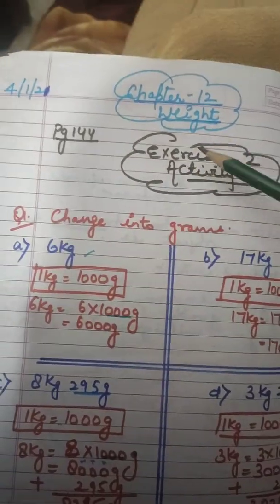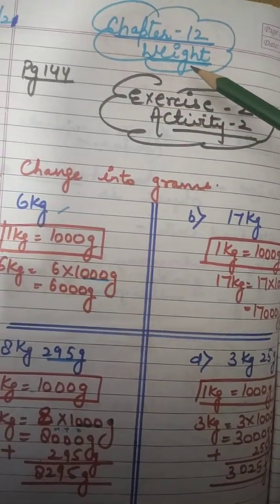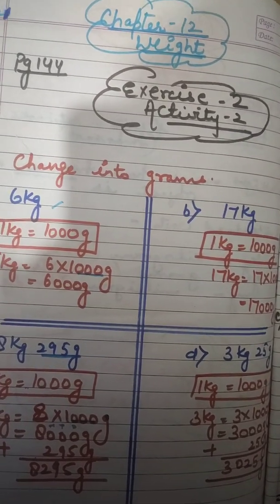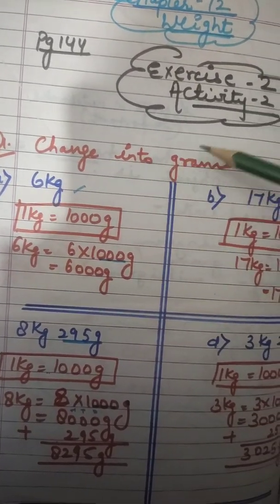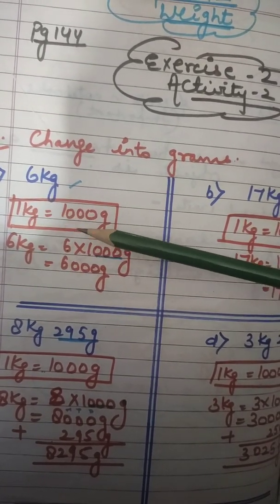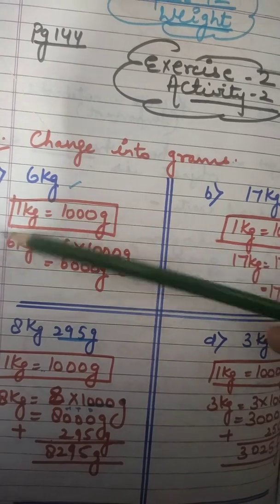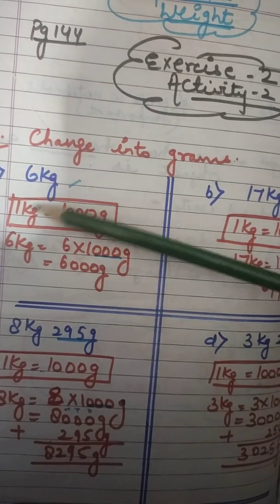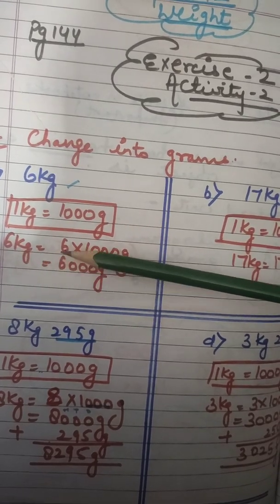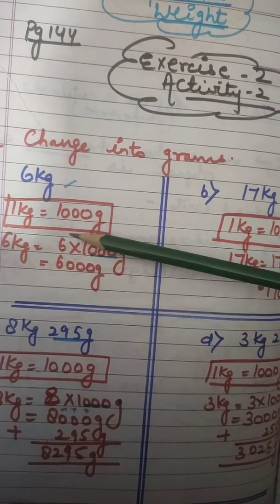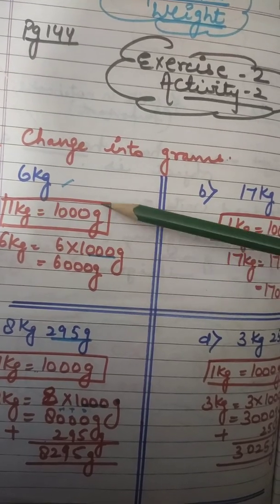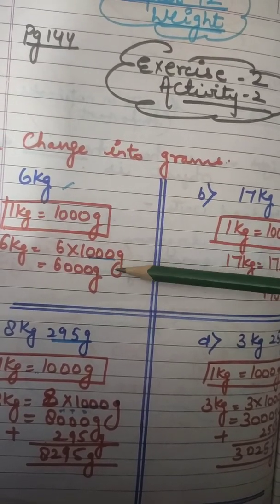So, first of all write date, chapter, page number, exercise and highlight it. Then question 1, change into grams, 6 kg. As we know that 1 kg is equal to 1000 grams. Make a box. Now 6 kg is being asked. We will write here 6 kg is equal to, we will multiply 6 by 1000 grams. Units are very important. If you do not write the units, you will not get the marks.